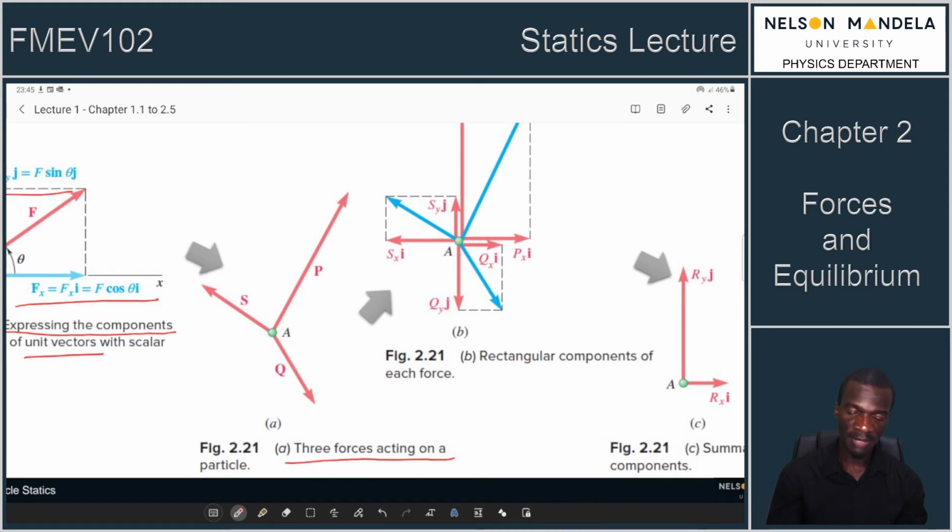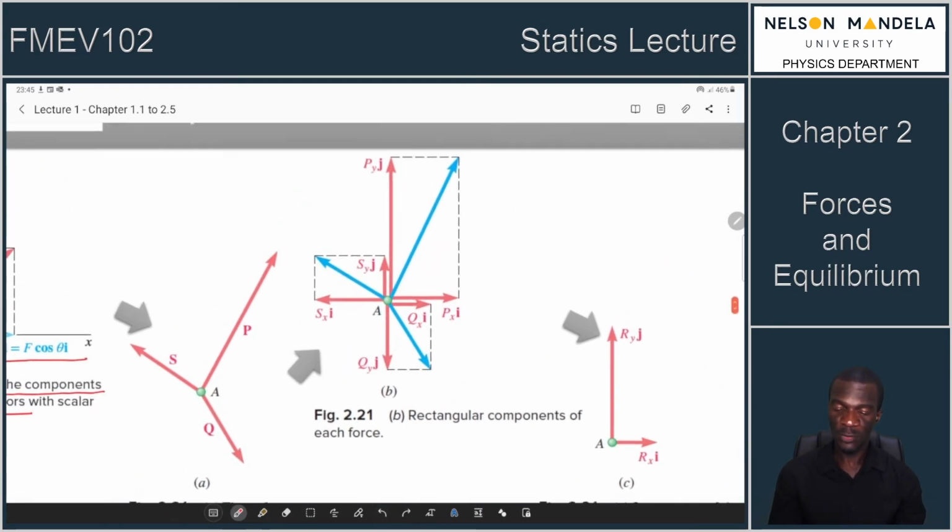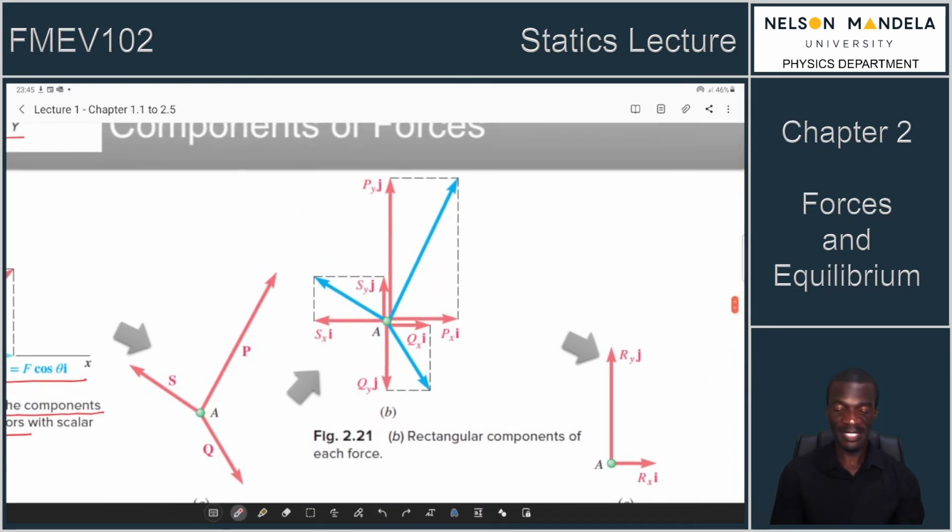So you have a particle A. Particle A has forces P, S, and Q acting on it. All 3 are acting on the particle concurrently, simultaneously, at the same time. So for you to now find the resultant force on these, the idea is we need to decompose each force into its components. So let's start with force P, the longer force.